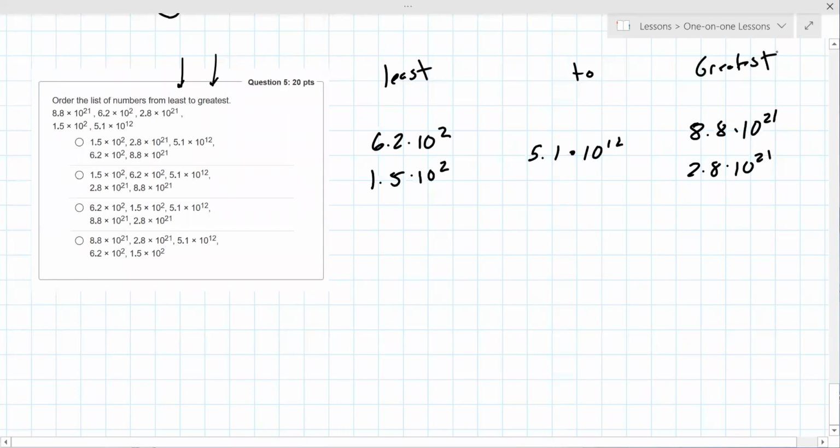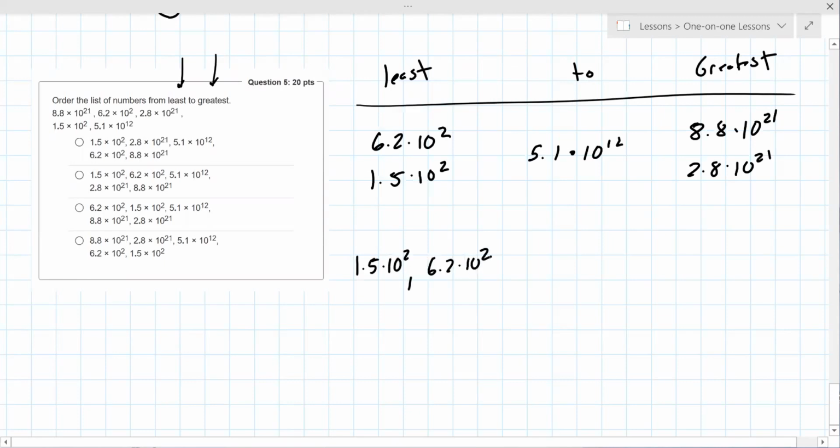Do you see how I group these by exponent? Yes. Okay. Now between these two, you have to decide which is smaller and which is bigger. 1.5 would be the smallest. That's right. So 1.5 times 10 squared, comma, 6.2 times 10 squared. Then you definitely have 5.1 times 10 to the 12th. Now between these, which is bigger, which is smaller? The smaller one is 2.8. Very good. So let's see if we can find it over here. There's a lot of numbers, but it looks like this is correct.